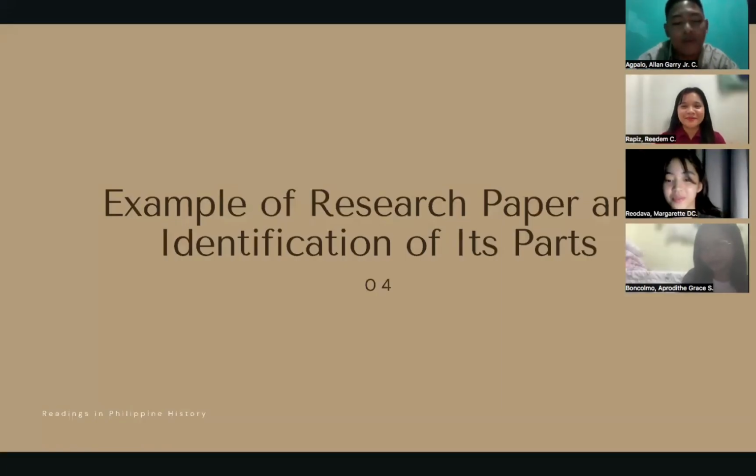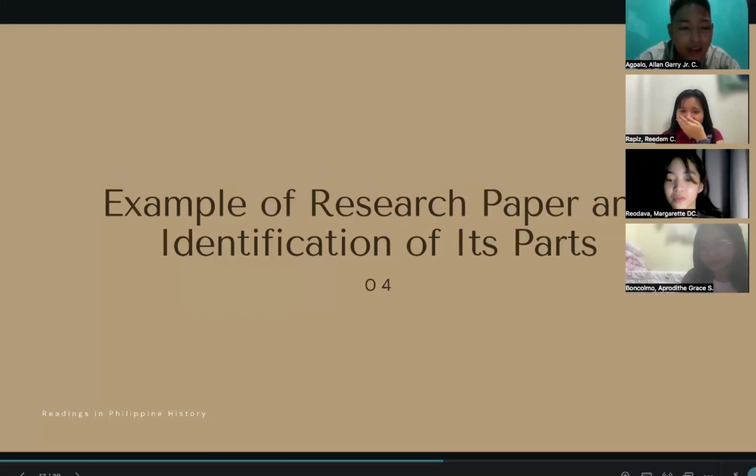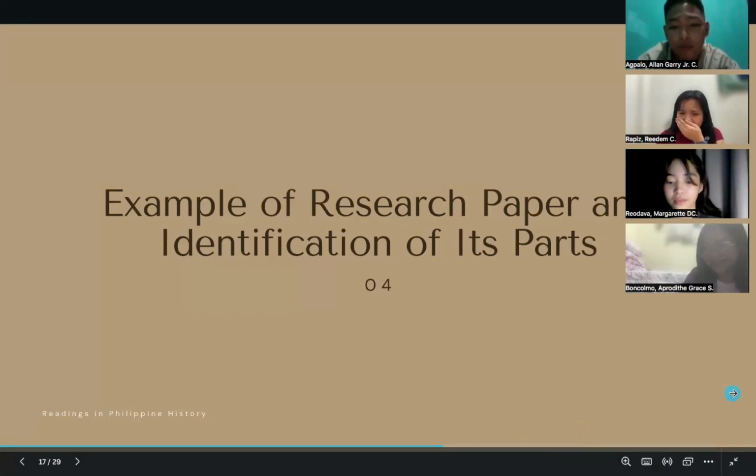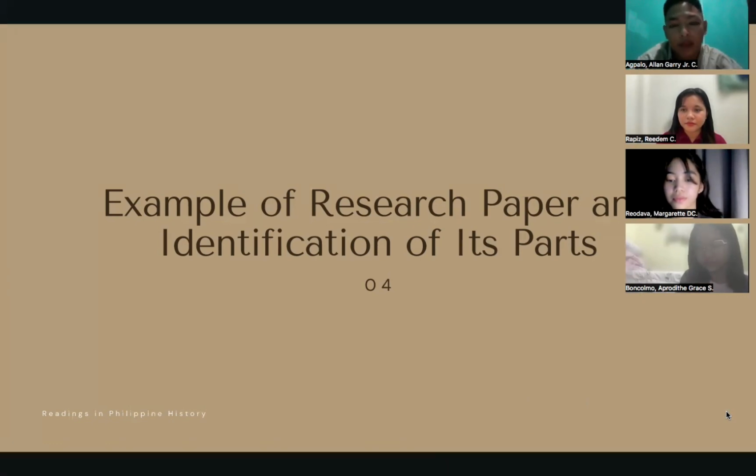So good day, everyone. Today, I will explain the example of research paper and the identification of its part. So sa last part nito, magkakaroon ako ng example ng gawa namin nung senior high school na research namin. So next slide po.